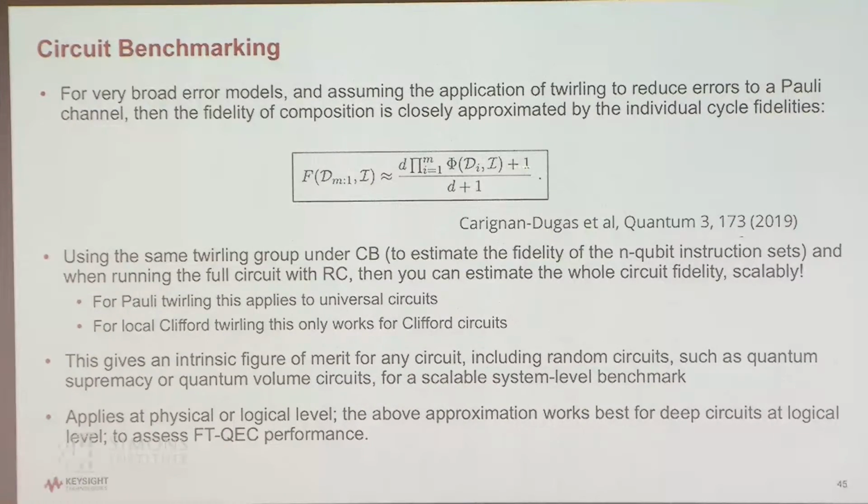Now, the key constraint is this order R squared accuracy of this approximation. And the question is, how good is that? This is one of the reasons why I think this would work best at the logical level, because at the logical level we expect much more reduced errors. And so then you can do long depth circuits and this approximation will still hold to high accuracy. Notice that we can use this to talk about figure of merit performance.